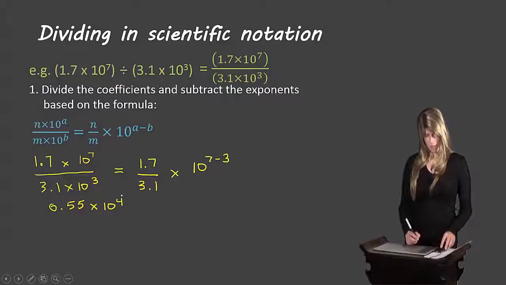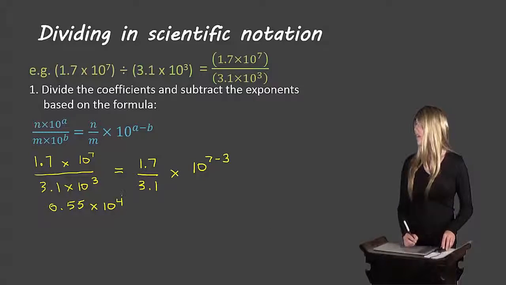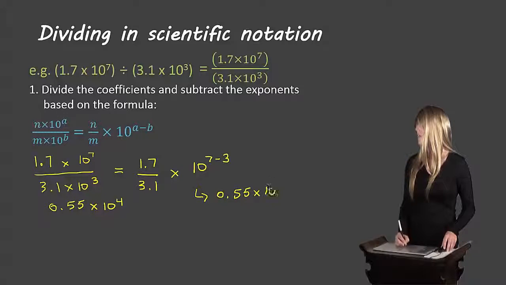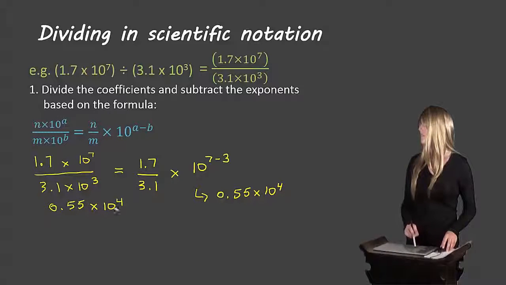Oops, we can't read that here. I'm going to write this over here, 0.55 times 10 to the 4. Oops, I'm not able to erase this step.